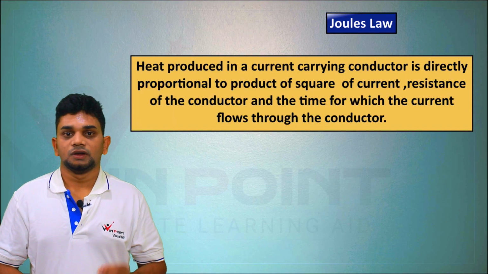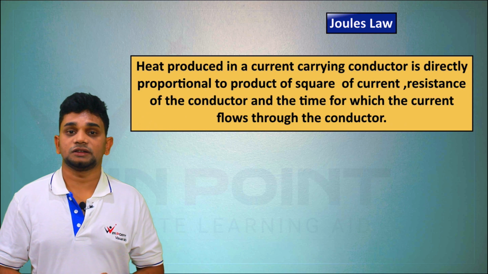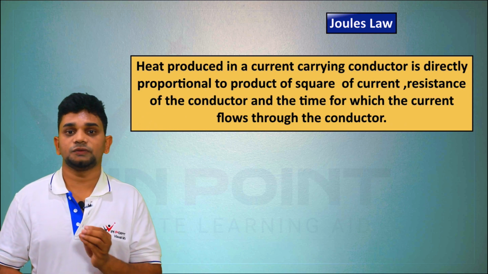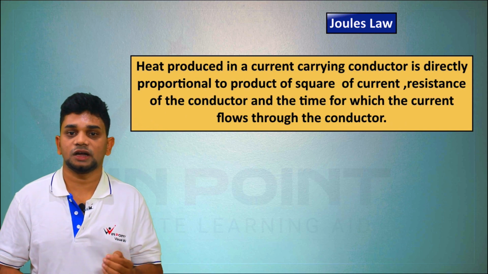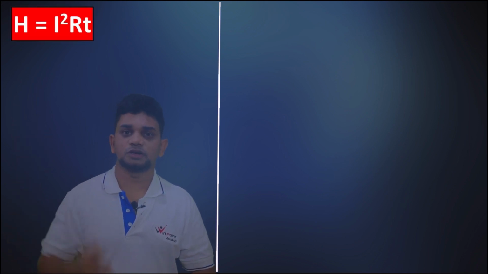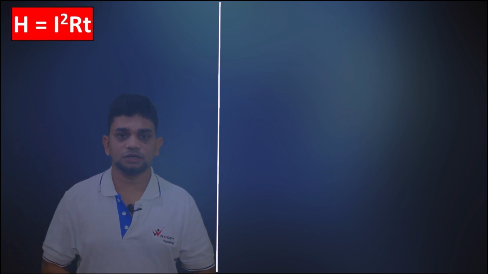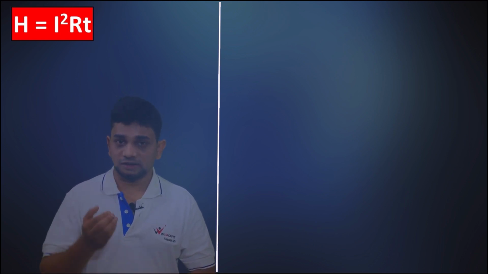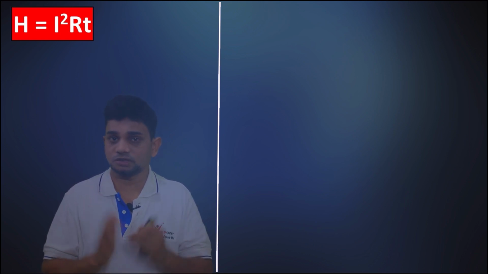Joule's law: heat produced in a current carrying conductor is directly proportional to the product of the square of current, the resistance of the conductor and the time for which the current flows through the conductor. Now we are going to derive some of the equations for heat. We have one equation, H proportional to I square RT. From this equation we can derive some other equations. You need to learn the derivation, and at the same time you need to learn the equations. The equations are very important.